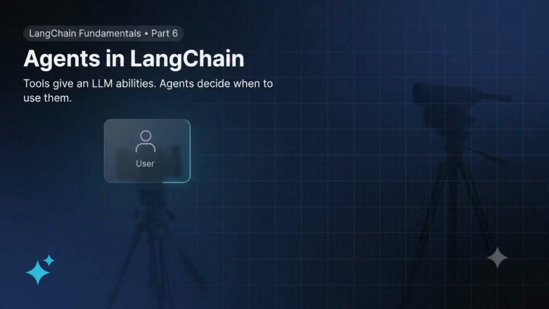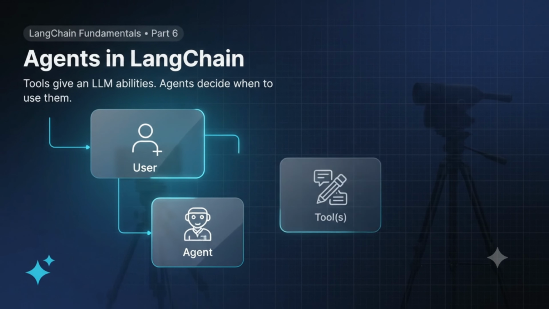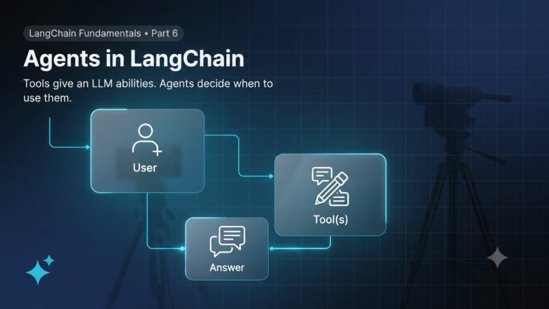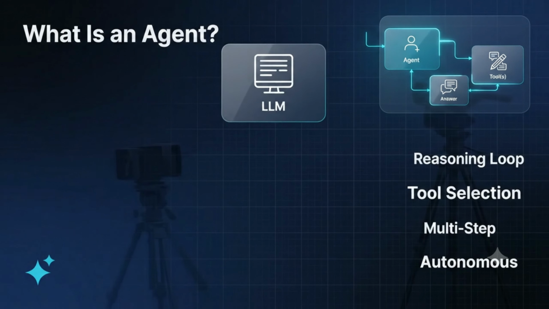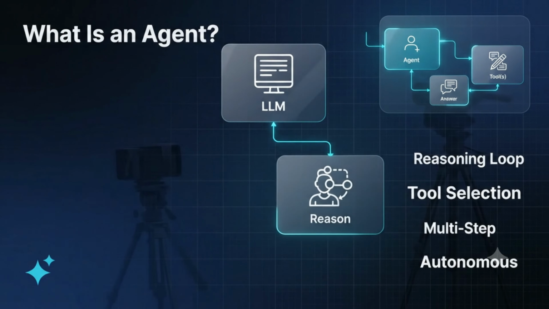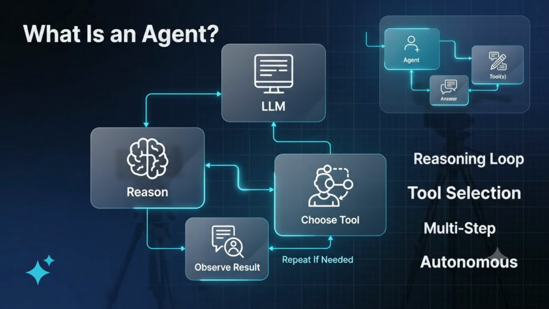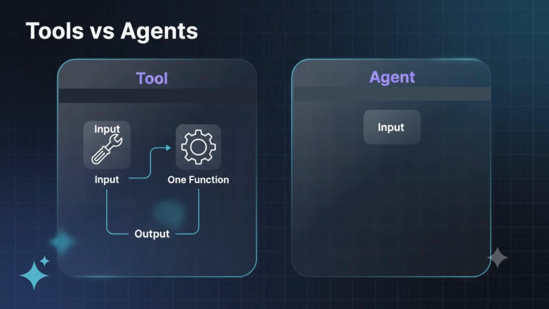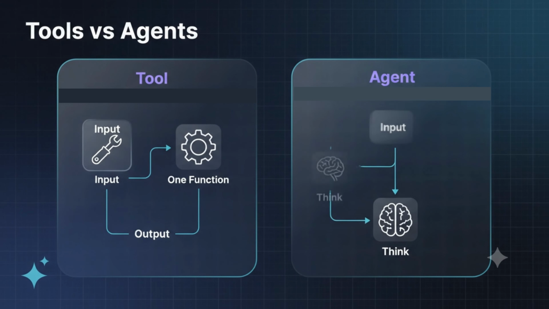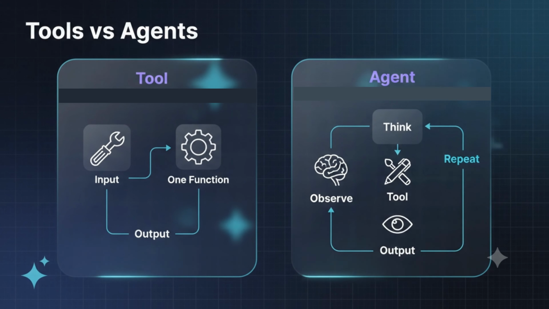In Part 5, tools gave our model new abilities, but something still has to decide which tool to use and when. That's an agent. An agent wraps a language model in a reasoning loop, letting it choose tools, observe results, and continue until the task is complete. A tool performs one specific task when called. An agent decides which tools to use, in what order, until the problem is solved.